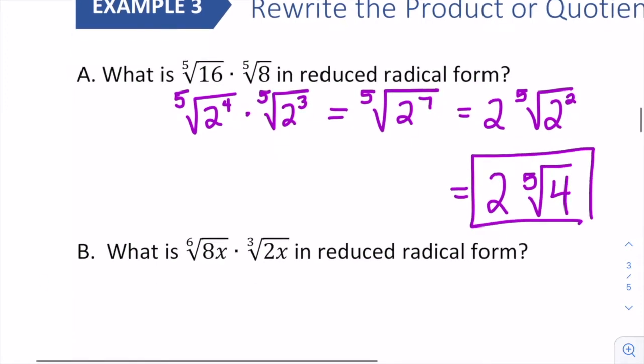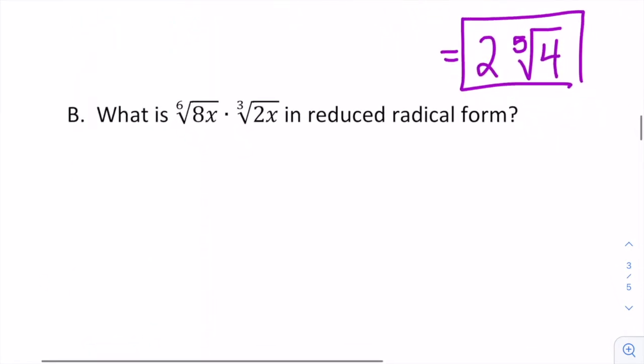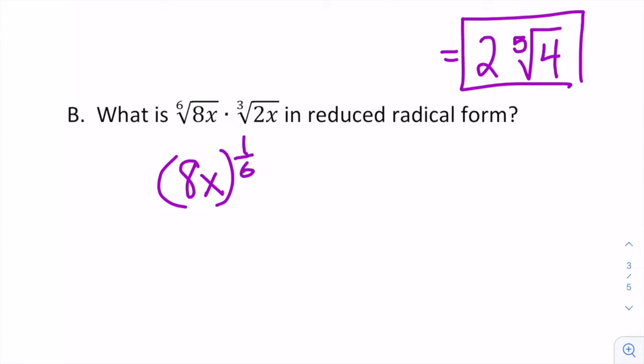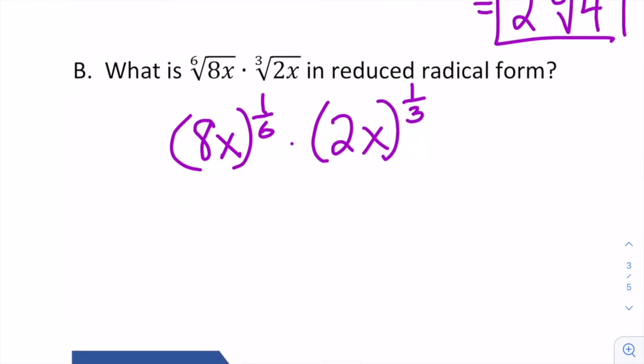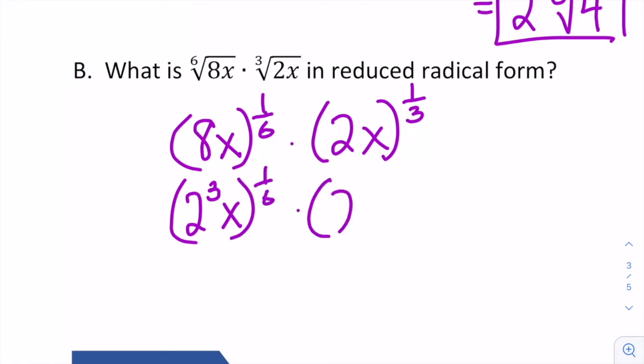All right, for the next one, we're going to also reduce this, and I'm going to rewrite this with exponents. Okay, so we have 8x raised to the 1/6 times 2x raised to the 1/3. Now remember, we don't have the same base here, so I'm going to start changing this into a power of 2. So we have 2 cubed x to the 1/6 times 2 times x to the 1/3.